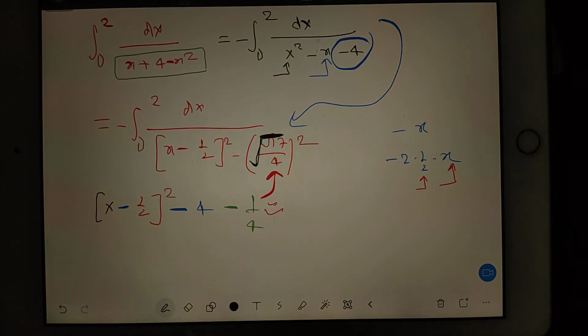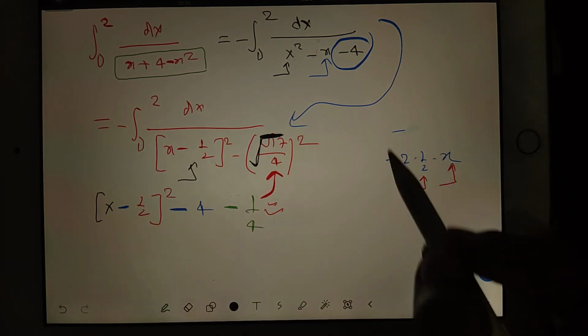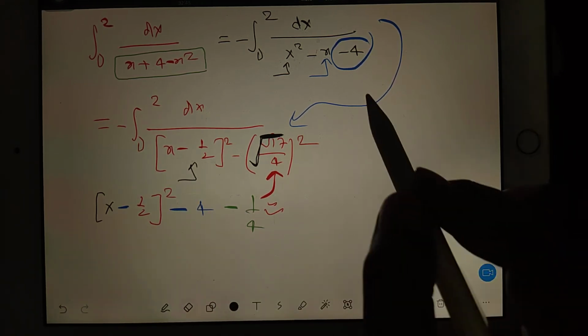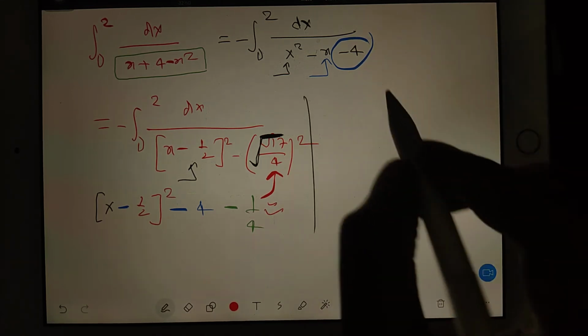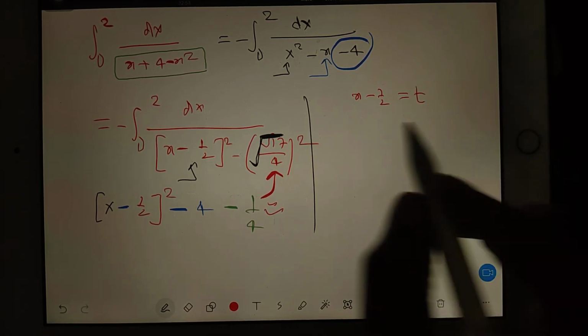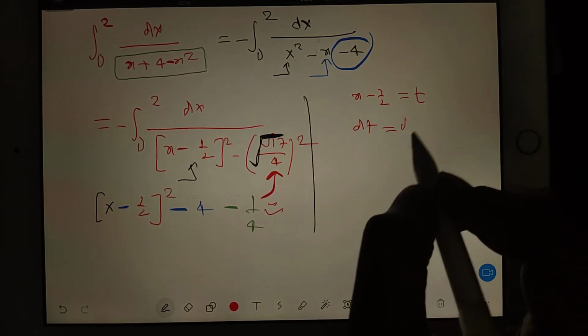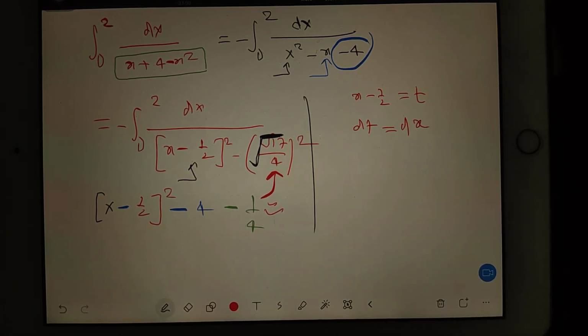And one more thing, immediately after this we can take x minus 1 by 2 is equal to t, like this total term. Just to save some time, we can do this. We are going to integrate now using the limit part. So you can consider here x minus 1 by 2 itself is equal to t. It means dt is equal to dx, we are getting directly. Right? Now we have to change the limit also.